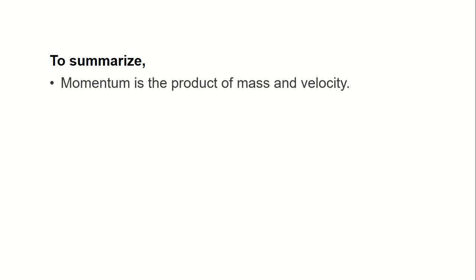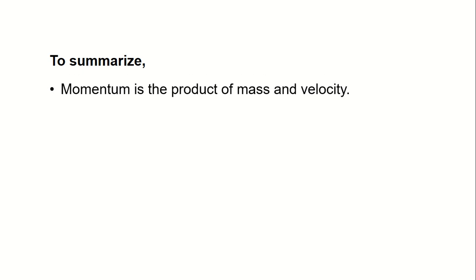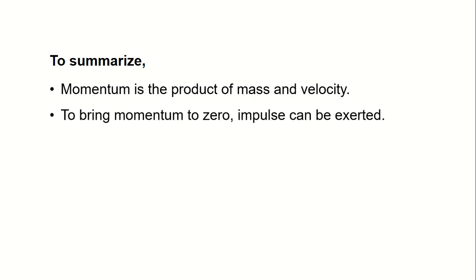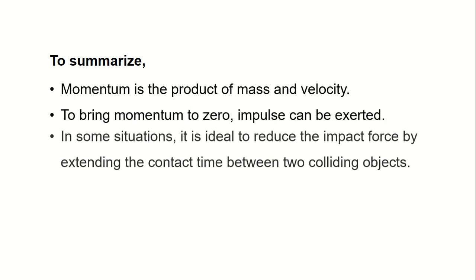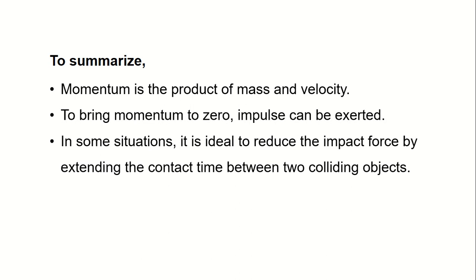To summarize, momentum is the product of mass and velocity. Fast moving and heavy objects have high momentum. To bring an object's momentum to zero, impulse can be exerted. Impulse is the product of force and time. If the body's momentum needs to be reduced, impact force is decreased by prolonging contact time to avoid injuries.